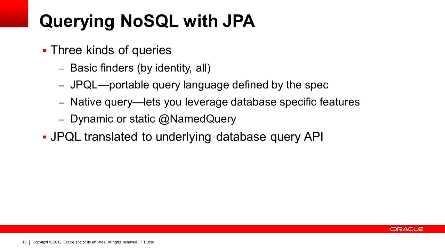For example, this fits rather well in MongoDB, but not so well in Oracle NoSQL, which doesn't really have a query API per se. And of course, native queries fit rather well. Dynamic or static named queries will fit wherever JPQL fits.